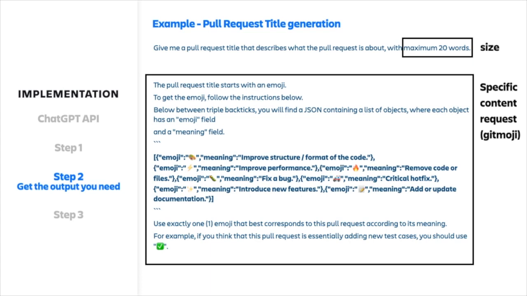We also had specific content that we needed to request. For example, it was important to include emojis as part of the pull request title to more easily convey what the pull request is about. And we included an instruction to use exactly one emoji that best corresponds to the pull request. So you may be wondering, Gitmoji, has anybody used Gitmoji? Has anyone had any experience with it? We use it and it's been quite helpful.